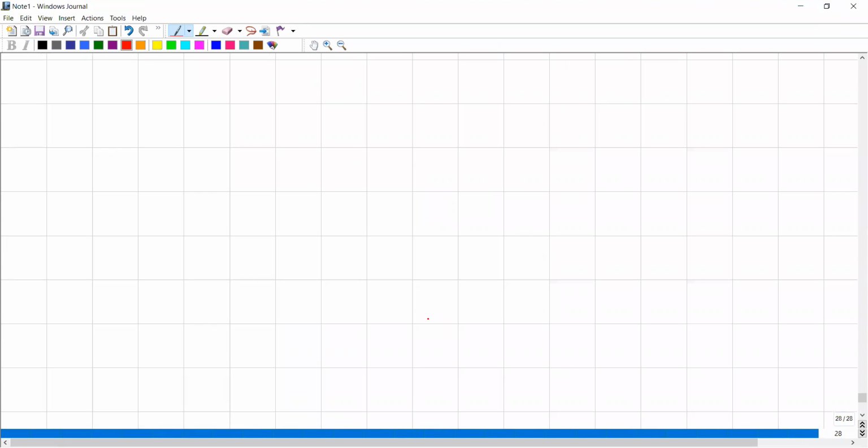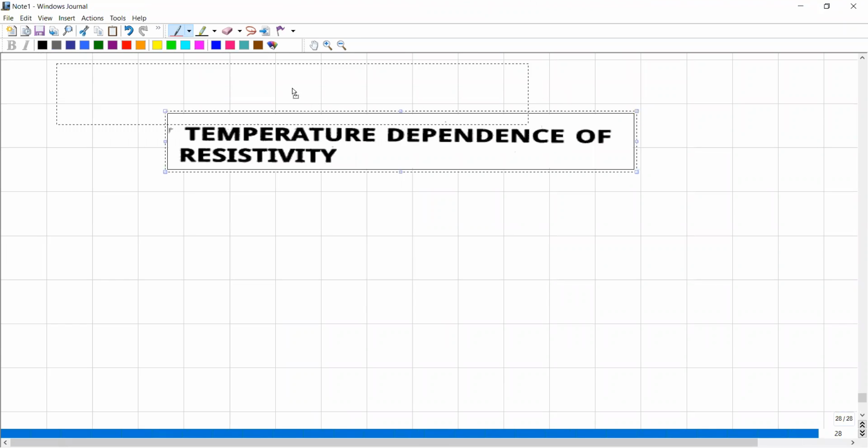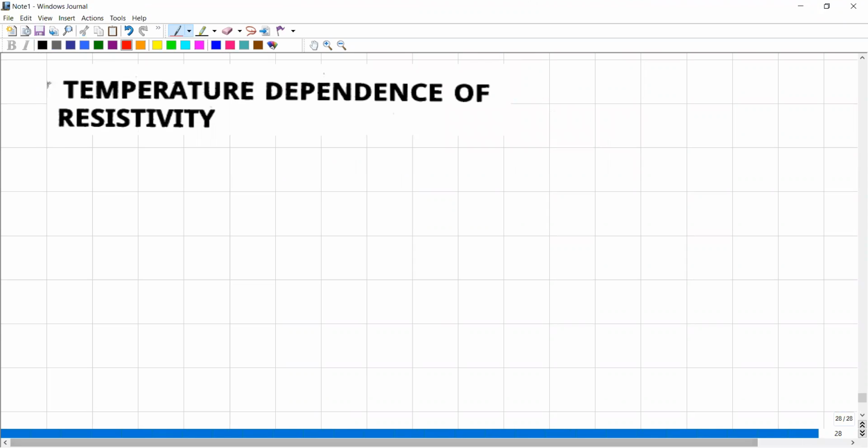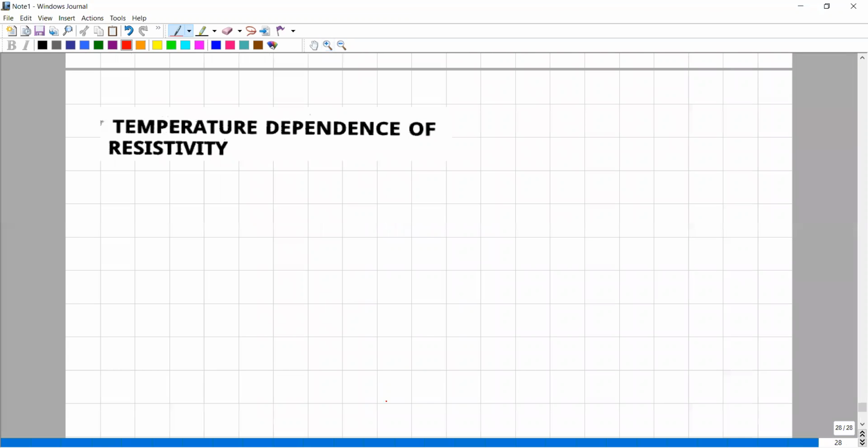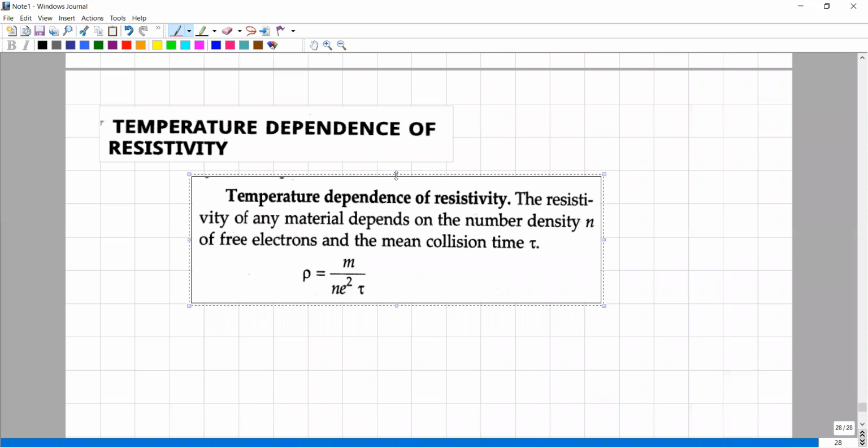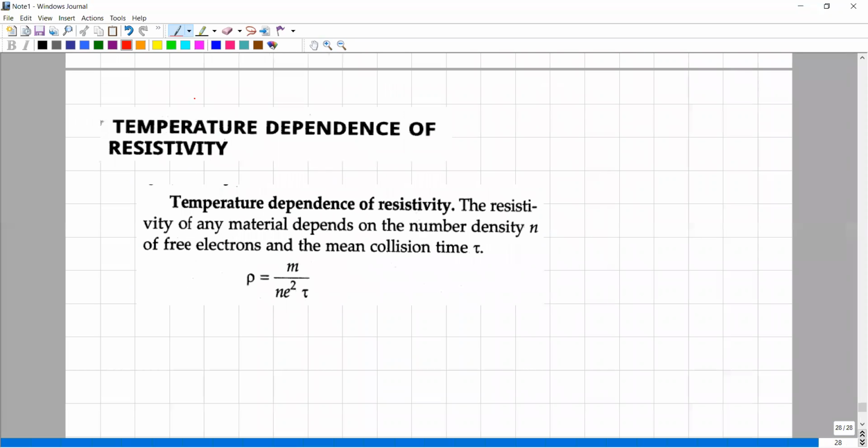Then the next topic is temperature dependence of resistivity. So we have already understood that the resistivity of a conductor depends upon the relaxation time. If this relaxation time decreases, then the resistivity value will increase, and so resistance will also increase. Simple. How can relaxation time decrease? Because of an increase in the temperature.